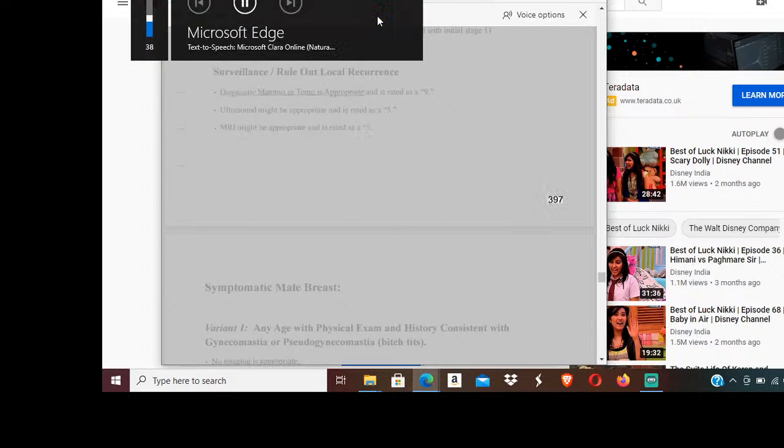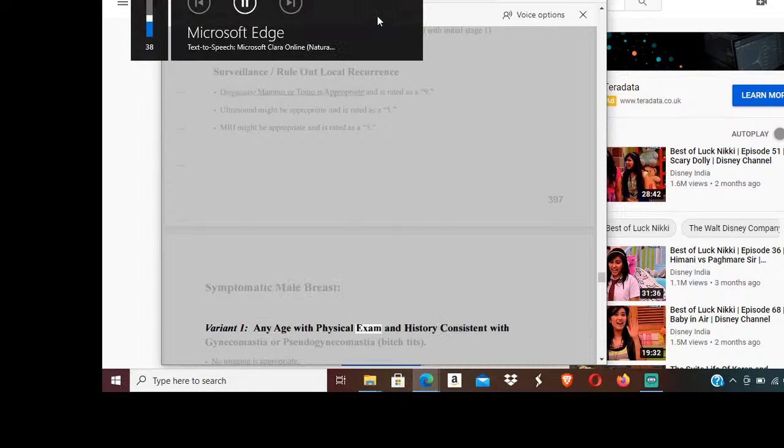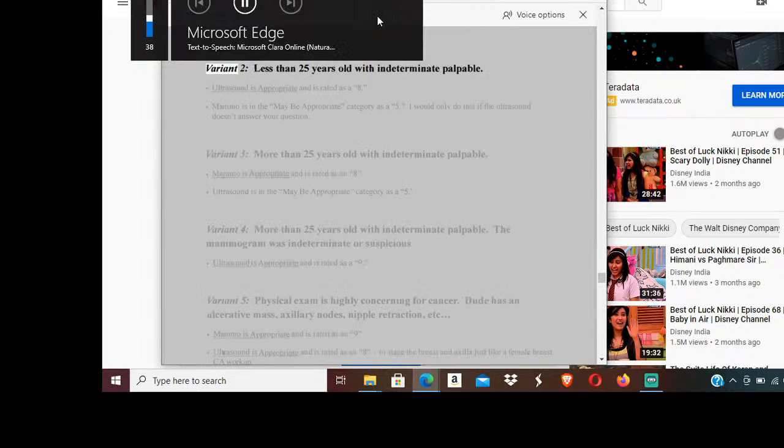397. Symptomatic male breast. Variant 1, any age with physical exam and history consistent with gynecomastia or pseudogynecomastia. No imaging is appropriate. Variant 2, less than 25 years old with indeterminate palpable. Ultrasound is appropriate and is rated as an 8. Mammo is in the maybe appropriate category as a 5. I would only do this if the ultrasound doesn't answer your question.